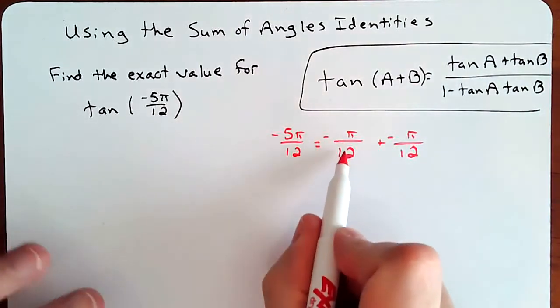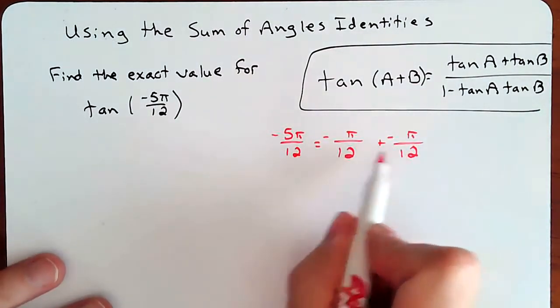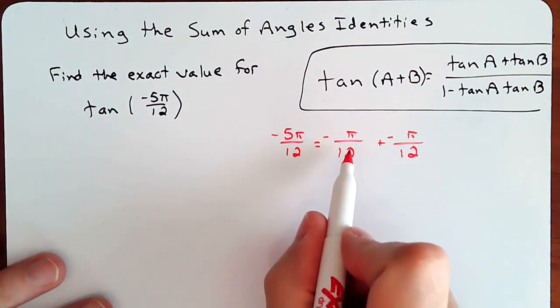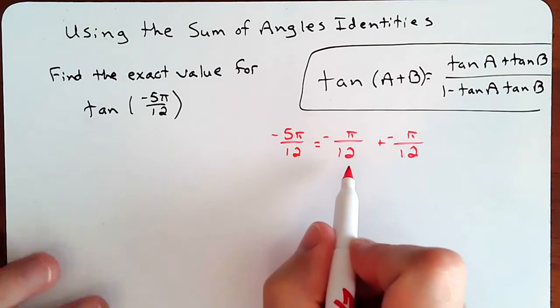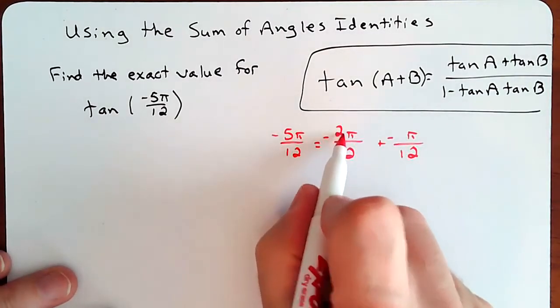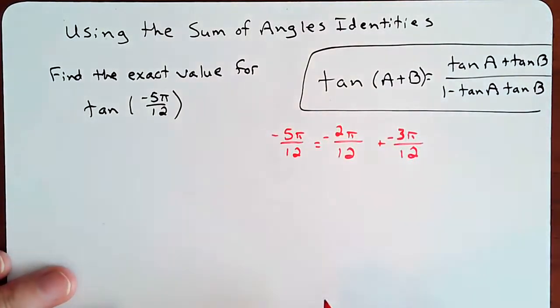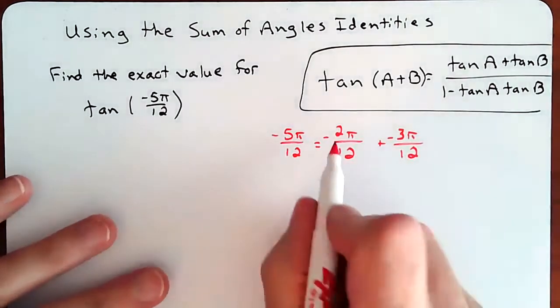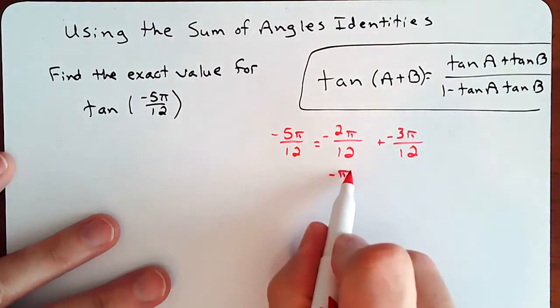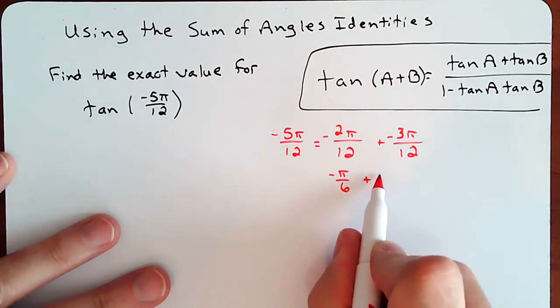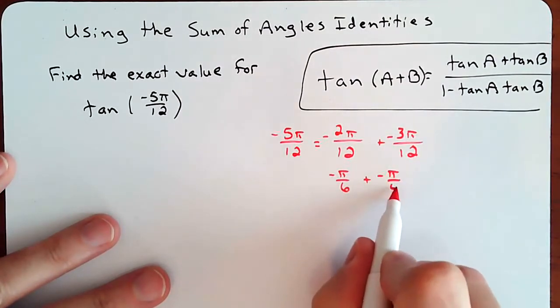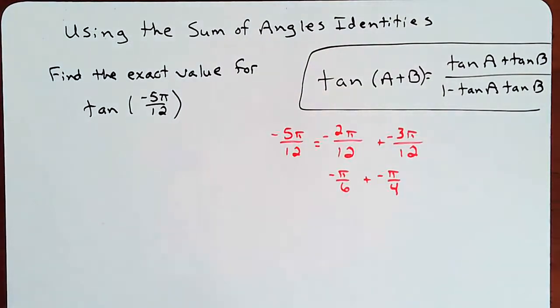And I need something to make sure that it simplifies with the 12. I need something over 6, over 3, over 4. Those are angles and reference angles that I can work with. So maybe a 2 and a 3. All right, so if I simplify that, that becomes a negative pi over 6, and this becomes a negative pi over 4. All right, so that's what we got.